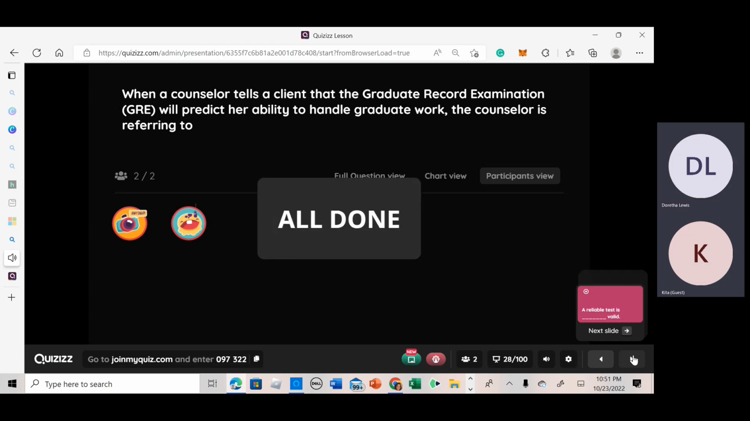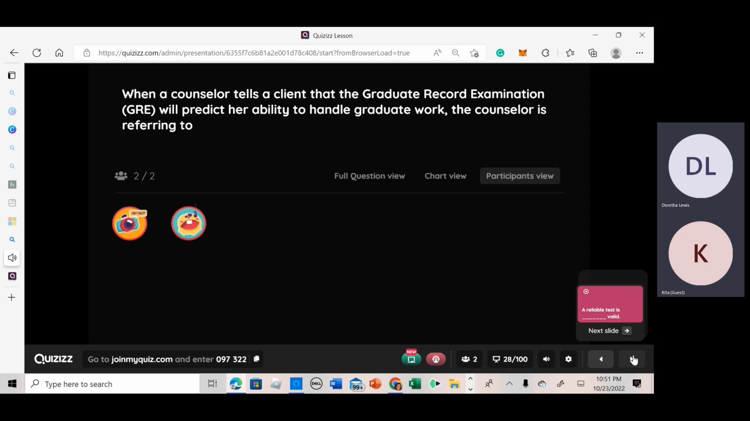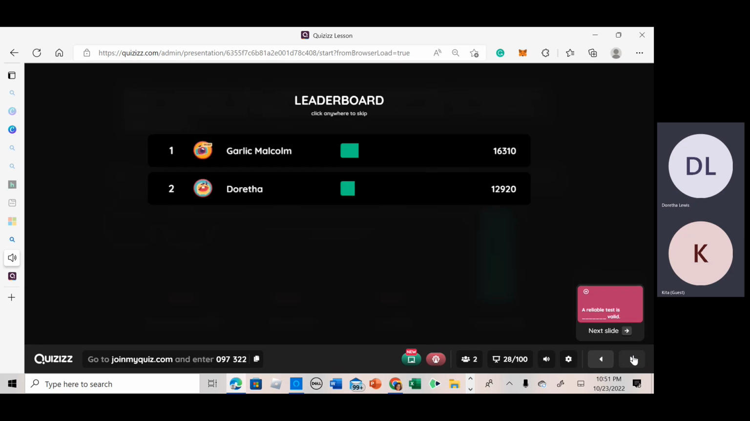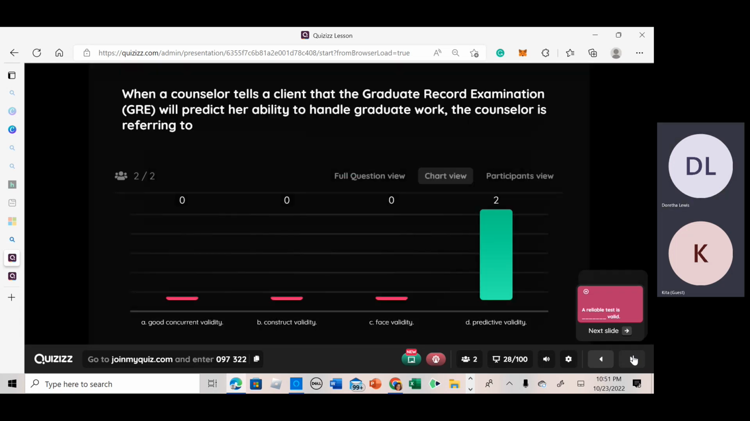When a counselor tells a client that the Graduate Record Examination will predict her ability to handle graduate work, the counselor is referring to the predictive validity.